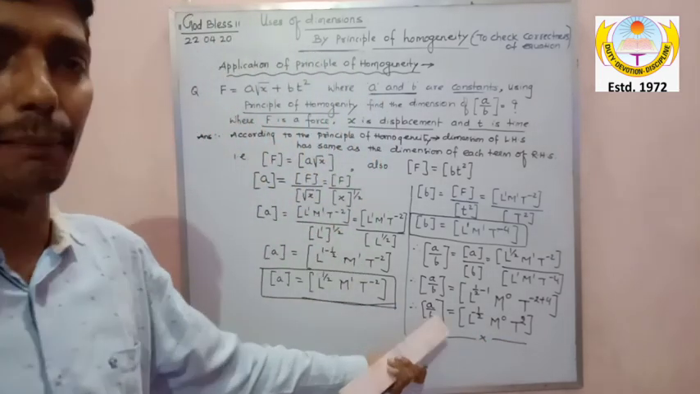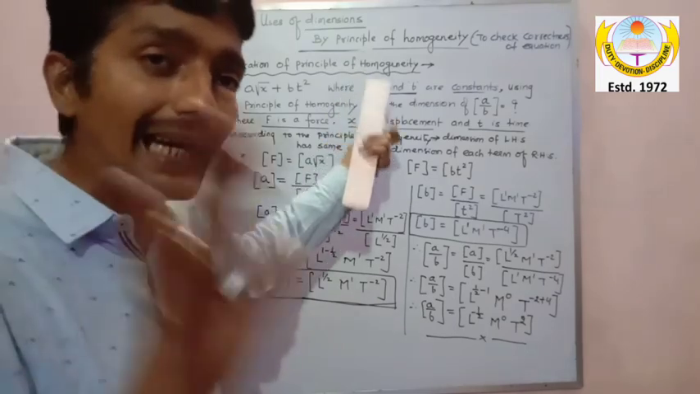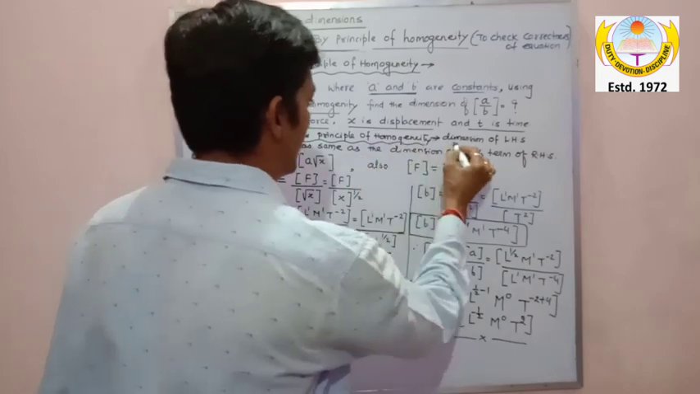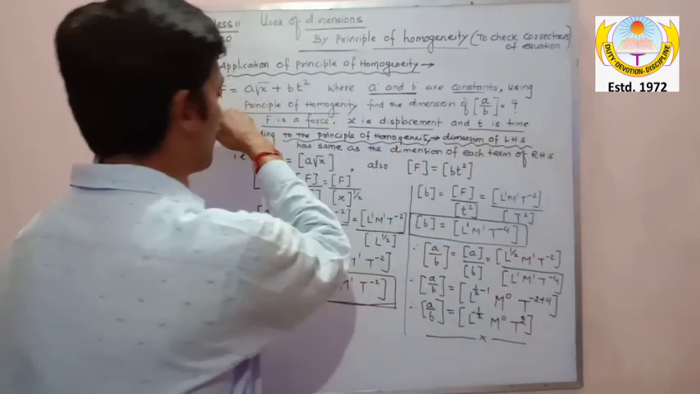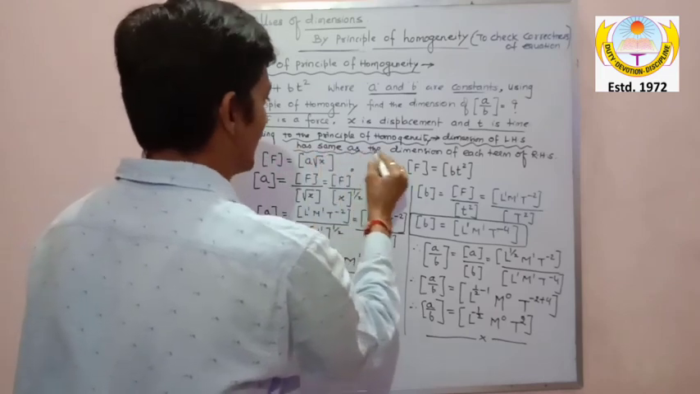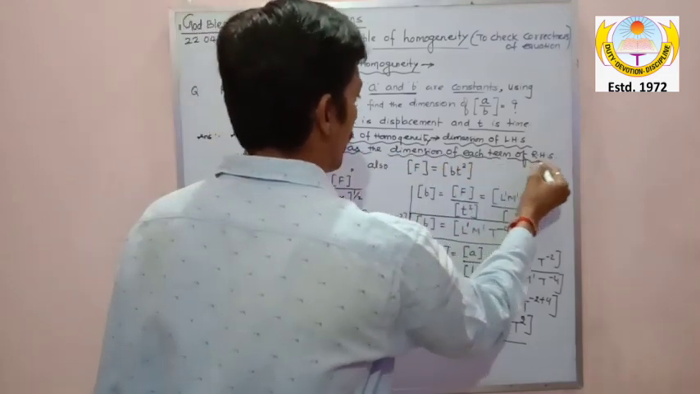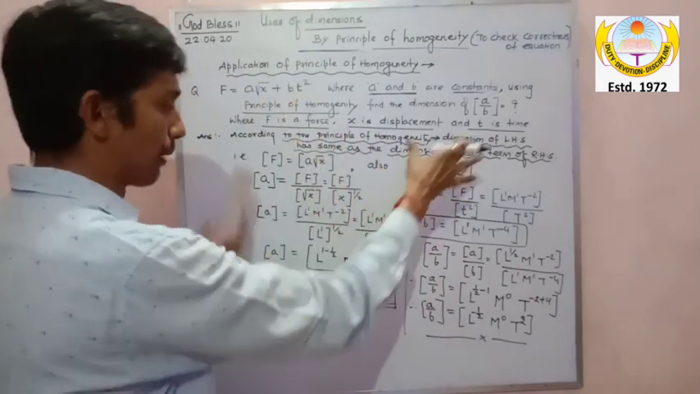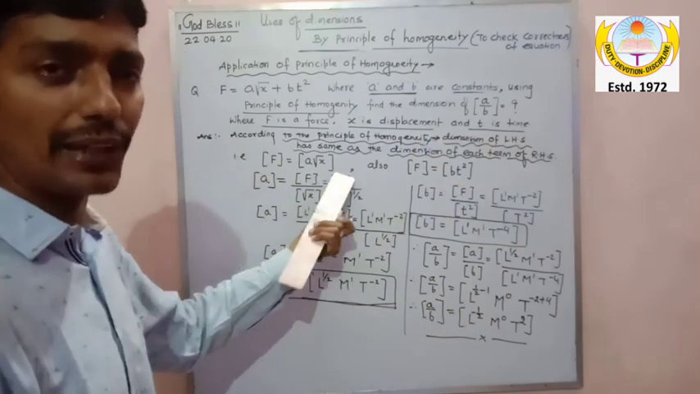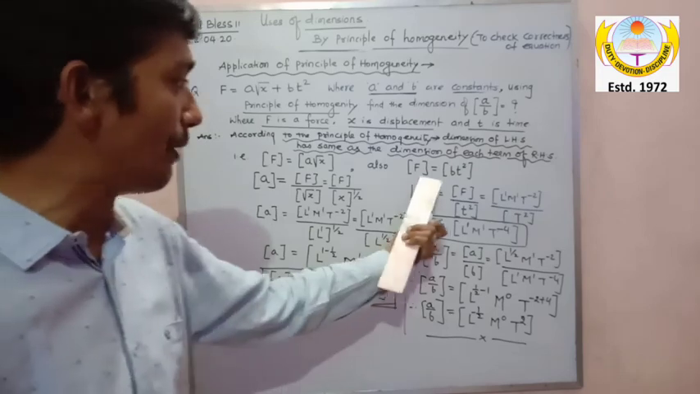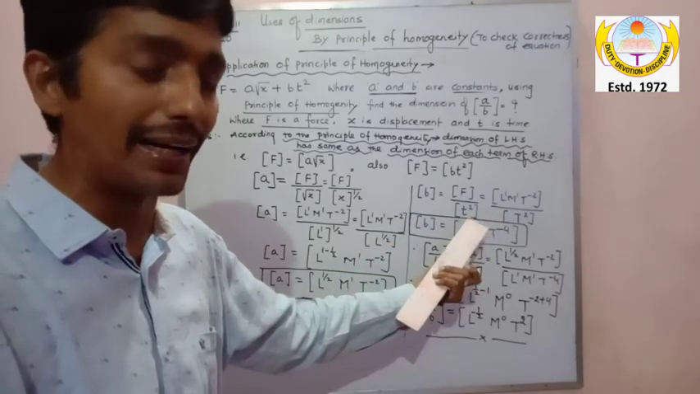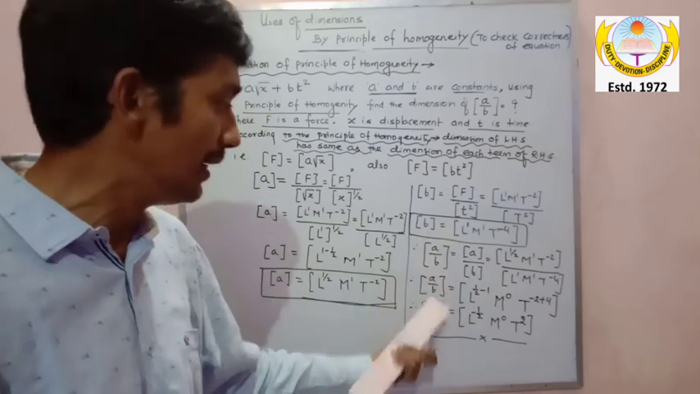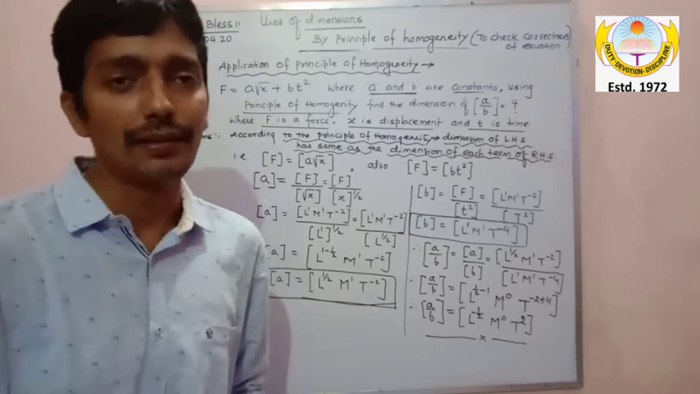I have calculated the dimension of A by B by applying the principle of homogeneity: the dimension of the left hand side is the same as the dimension of each term of the right hand side. That means F will equate with A root X and F will also equate with BT square. When it equates with A root X, it will give us the value for A, and when it equates with BT square, the other term of RHS, it will give the value for B. And then with the help of the dimension of A and the dimension of B, we will calculate the dimension of A by B. I hope it is clear.